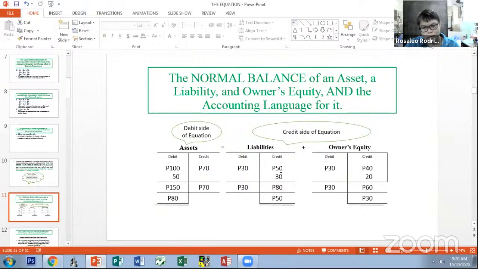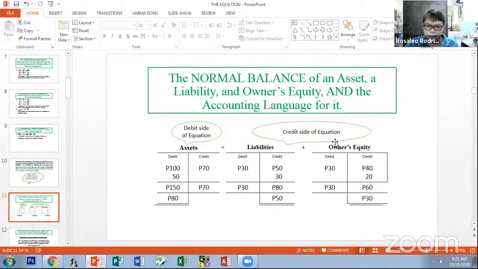Now, here we have already seen that debit does not necessarily mean that it is always an increase, because on the other side of the equation, credit is an increase. Liability can be increased by crediting such particular account and recording the corresponding amount as credit. And this is because of this normal balance, the debit side and the credit side.